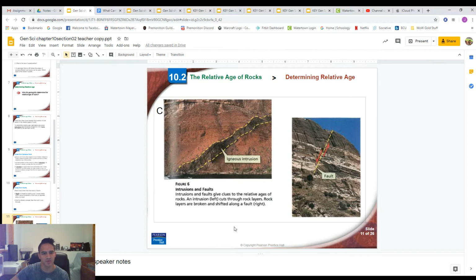So here's some pictures of some examples of intrusions and faults. So in this picture on the left, we have an image of an intrusion. Okay, so this rock layer that's pushed its way up through this other rock. This is an igneous intrusion. It is going to be younger than all the rock that it's cutting through because this rock had to be there first in order for that intrusion to make its way through.